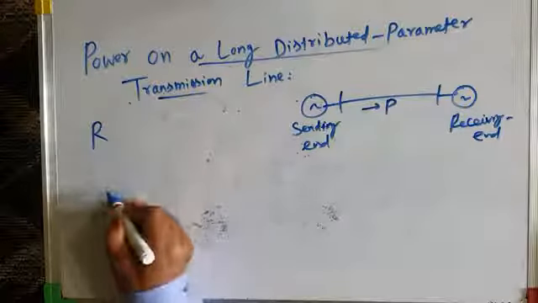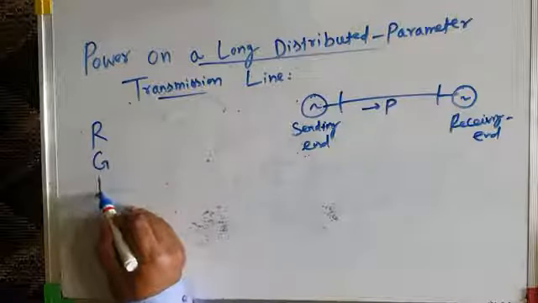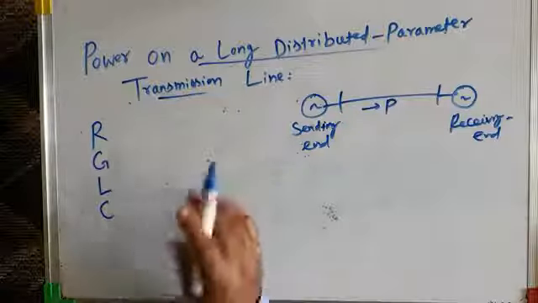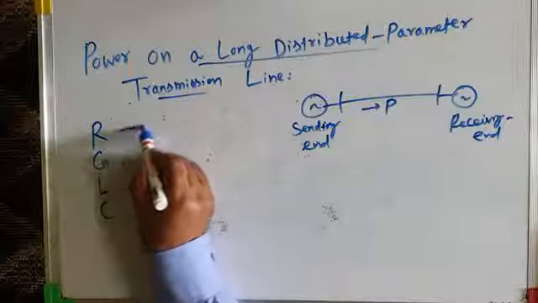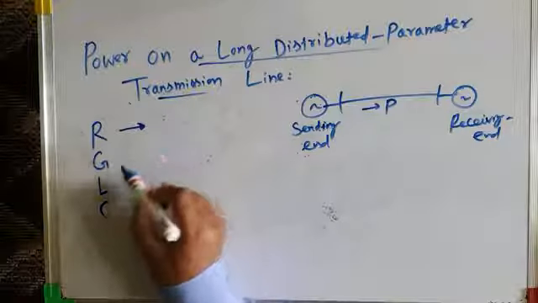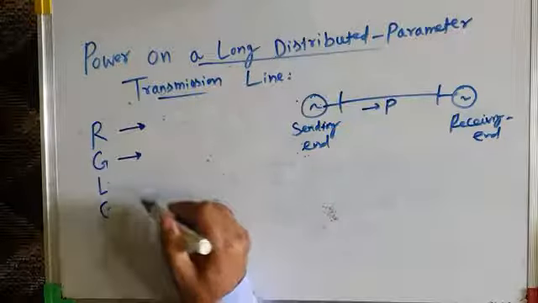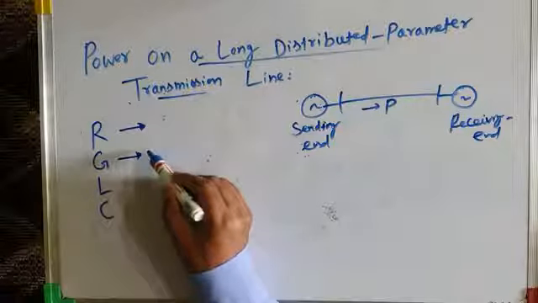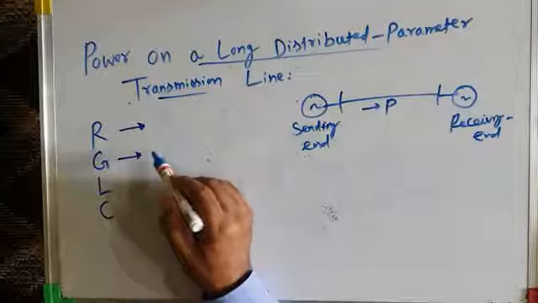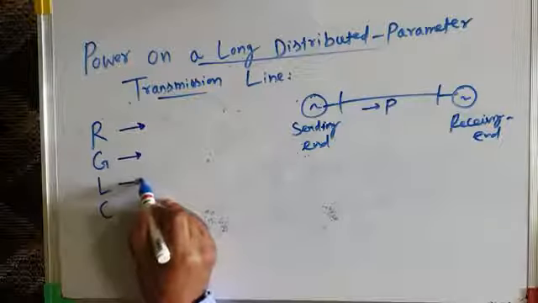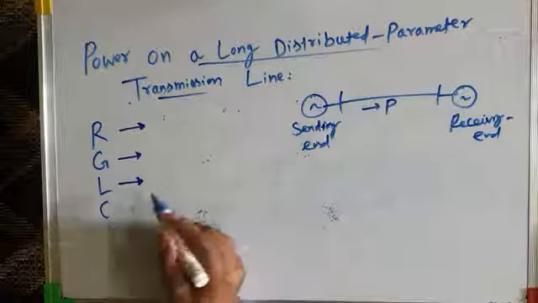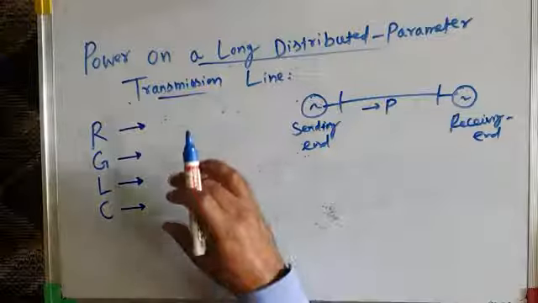Now, a power transmission line has four parameters. First is resistance, second is conductance, third is inductance, and fourth is capacitance. So when you want to mathematically model a long distributed parameter transmission line, we have to include resistance, which is because of the resistivity of the conductor. Then you also have to model conductance. Conductance is because of the leakage currents in the string insulators, and also because of corona. Inductance is because of the magnetic field around a conductor, which develops self-inductance of the conductor. And capacitance is because of the electric field between the conductors.